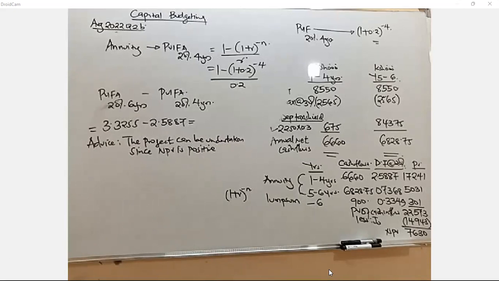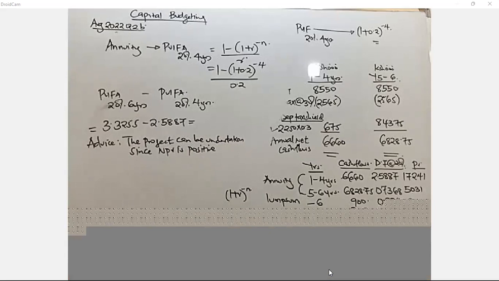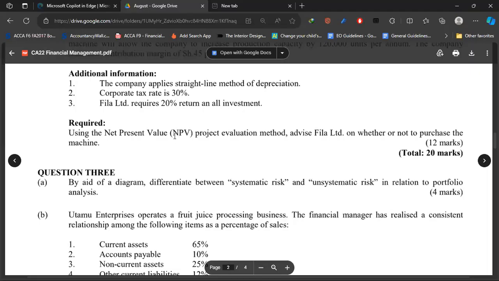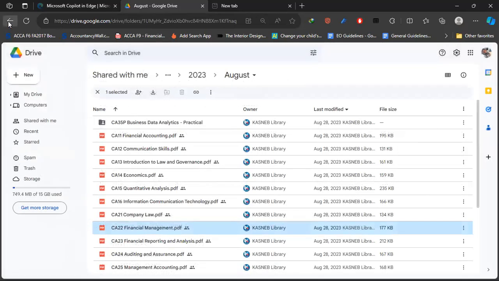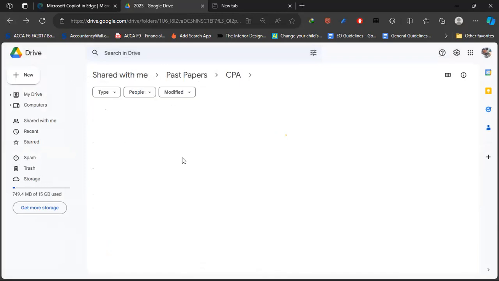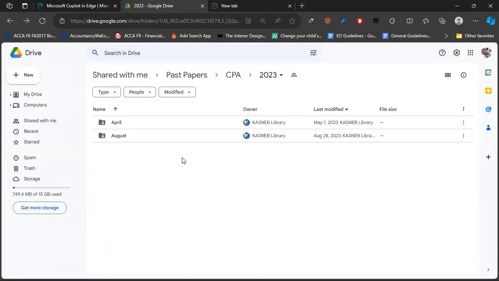Any question? Now, let me do another question. I think I'm remaining with two before I look at capital rationing. So let us look at a question here for April 2023 so that I can give you assignments now.